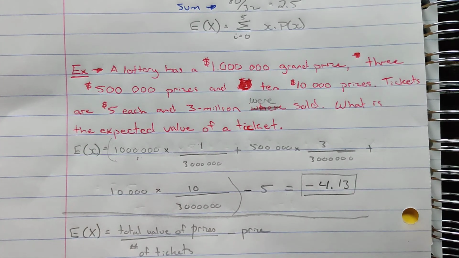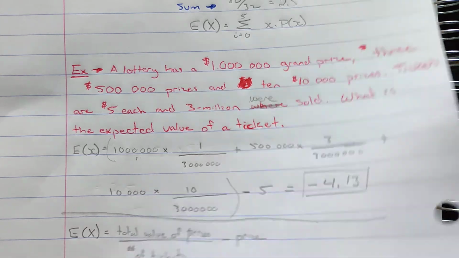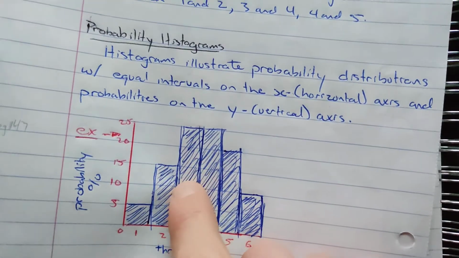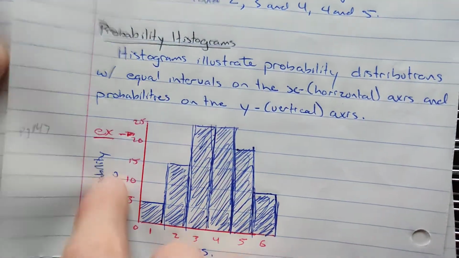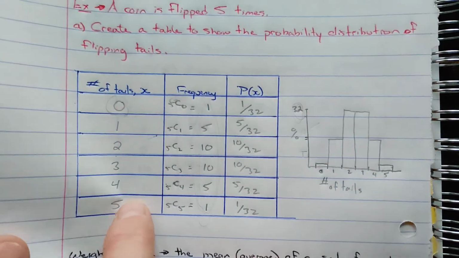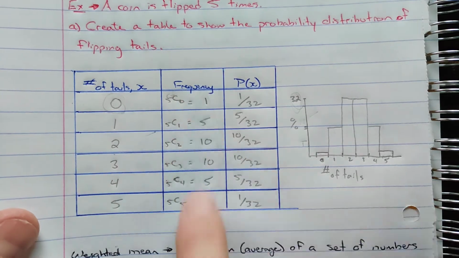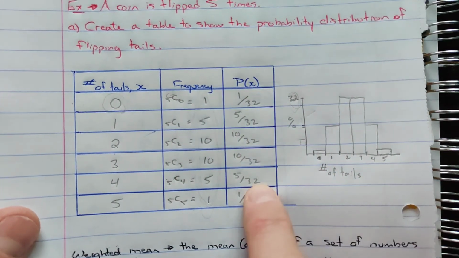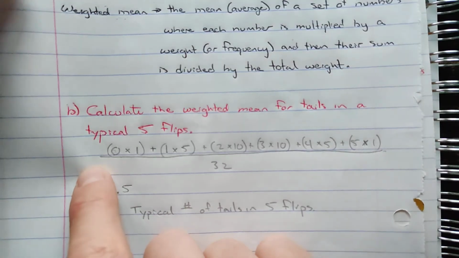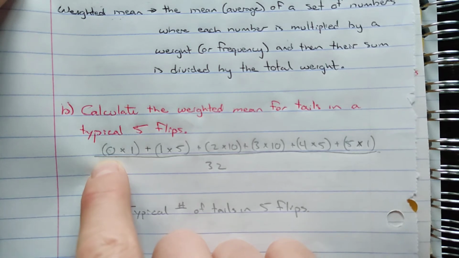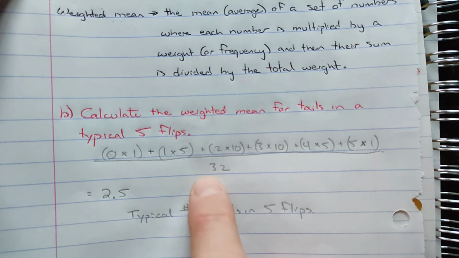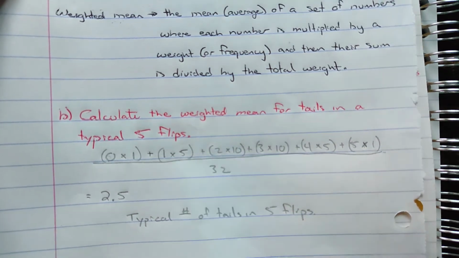So there we have probability distributions. So again, we are looking at creating histograms of probability where we have our outcomes versus our probability. We can make distribution tables where we take all our outcomes, find their frequency, and then the probability of each of those occurring. We can calculate weighted mean by taking each outcome and multiplying it by its frequency and adding those all up and then dividing by the total number of occurrences or total frequencies.